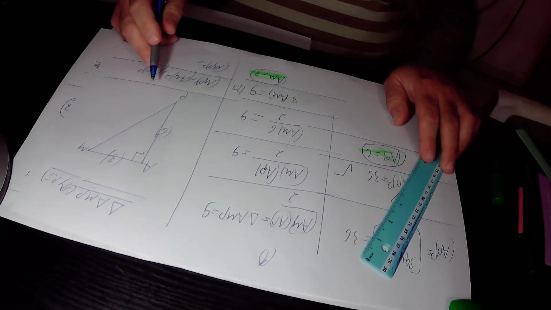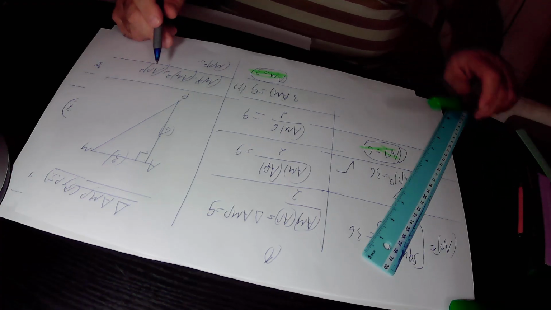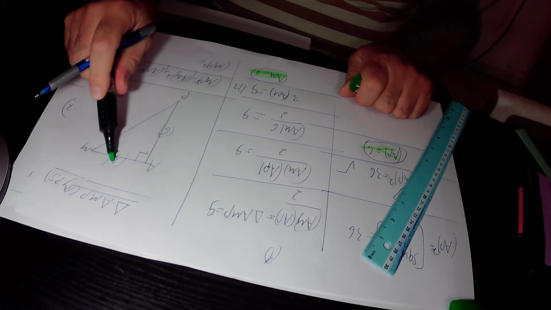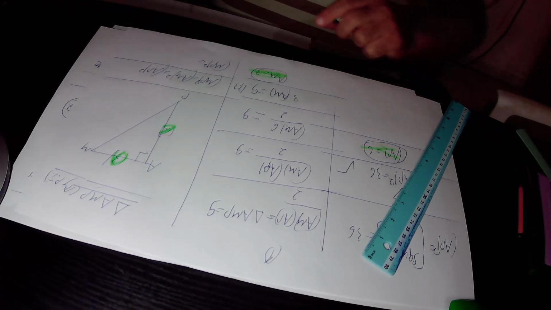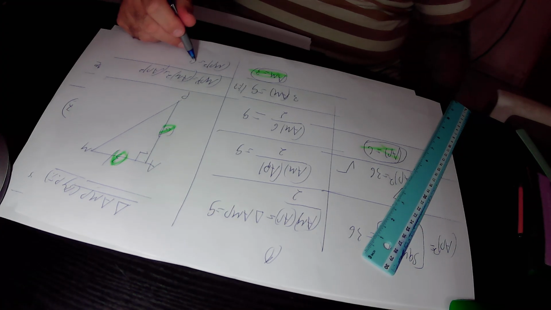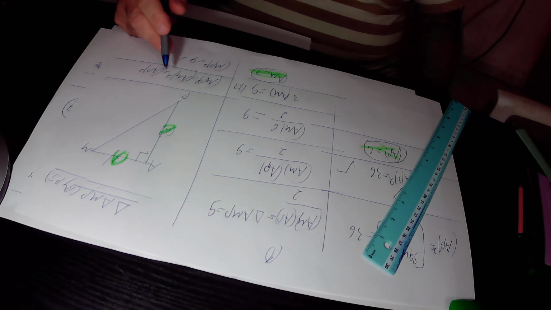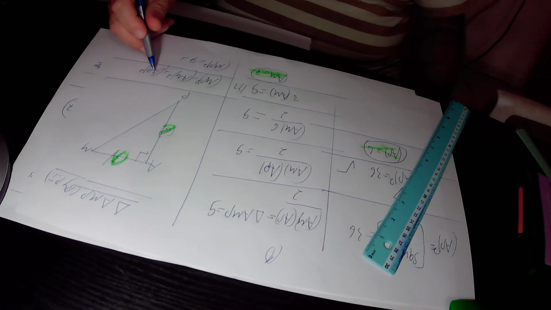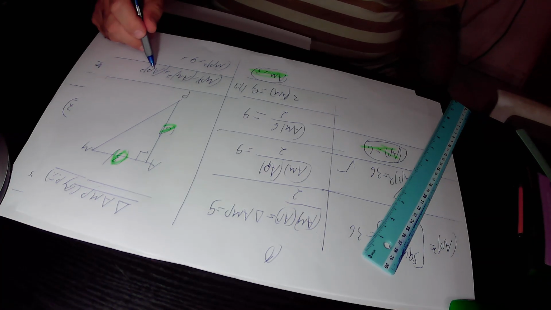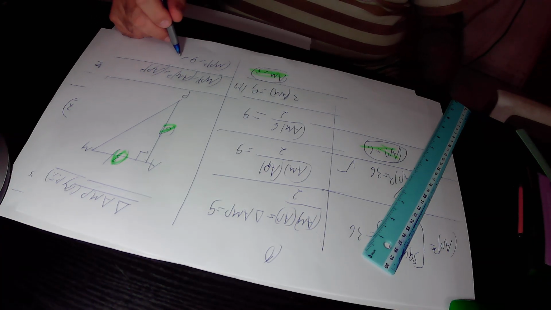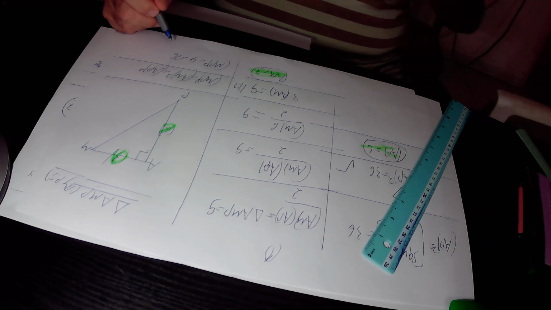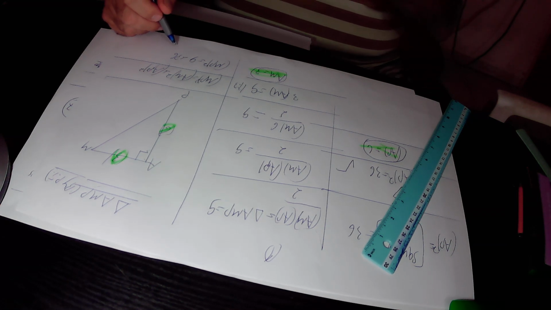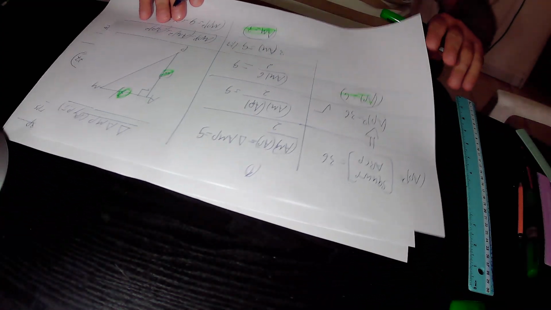equals AM square. AM is 3, therefore AM square is 3 square, that is 9. Plus AP square. AP is 6, therefore AP square is 6 square, that is 36. So in total MP square equals 9 plus 36, that is 45. MP square equals 45.